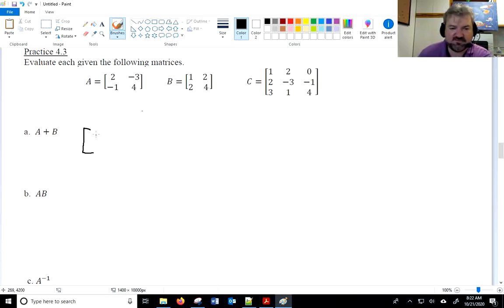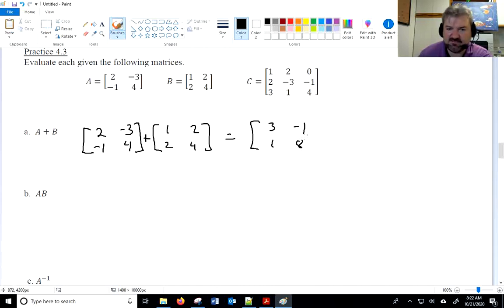All right, let's see how we did. So A plus B. Remember, when you add, the rules are a little different than multiplication. You have to have the dimensions exactly the same, and you just add the corresponding elements. So this would be 3, -1, 1, 8. Now we'll do A times B.